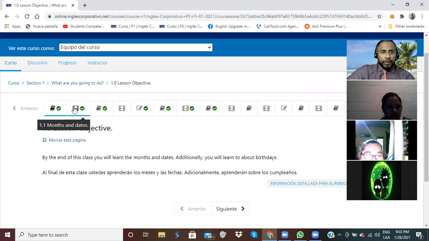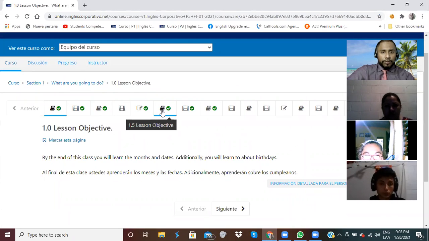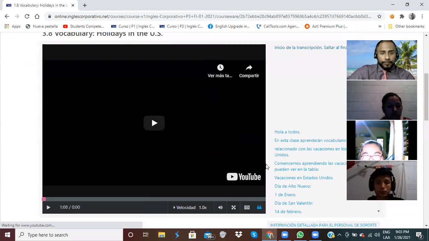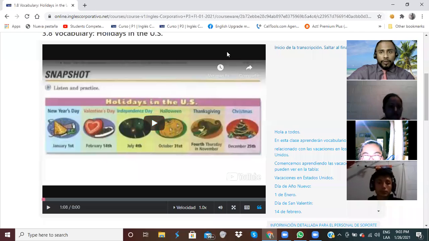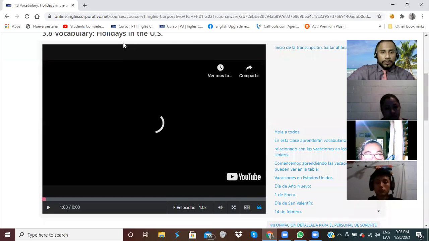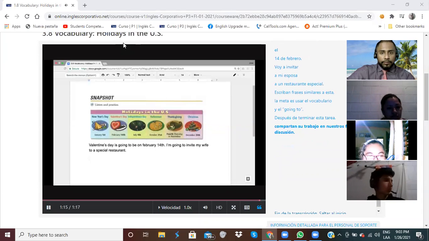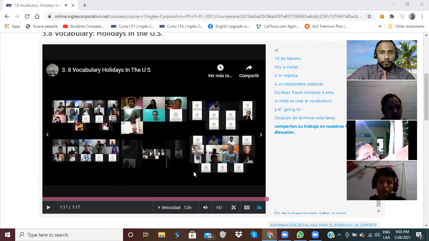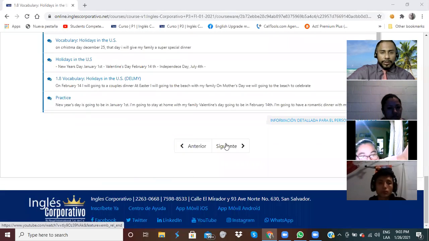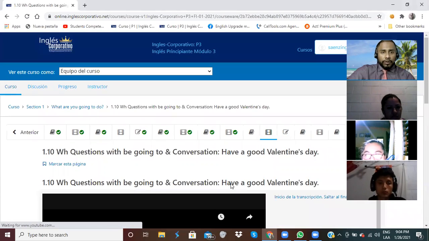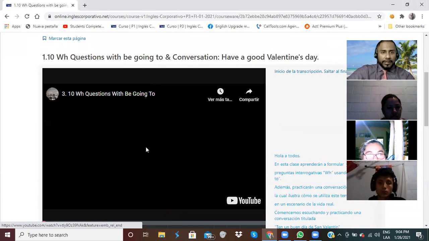Let's look at the first section. Yesterday we looked at section 1.1, 1.2, 1.3, 1.4, 1.5, 1.6, 1.7, and we looked at holidays in the U.S. This is a review. Listen, please. The goal is to use the vocabulary and going to. After you finish this task, share your work in our discussion forums. So today we're looking at section 1.9, real life settings, conversations, Valentine's Day.